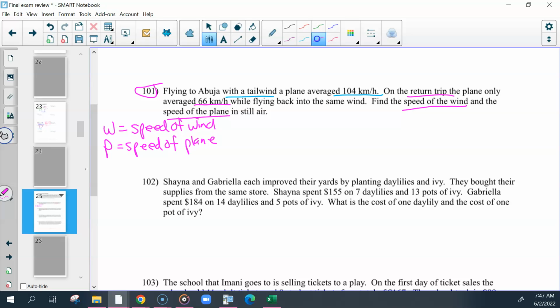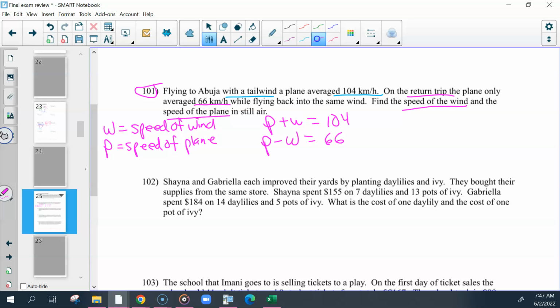Then you need to write your two equations. With a tailwind, we are adding the two. So P plus W equals 104. On the return trip, we are subtracting the wind. So P minus W equals 66.